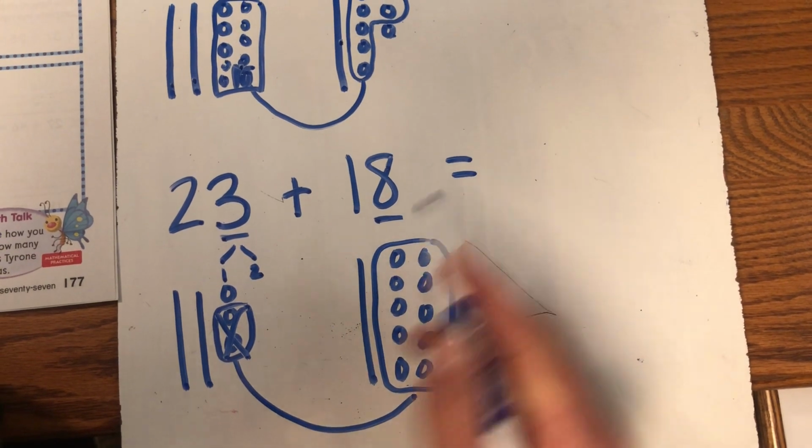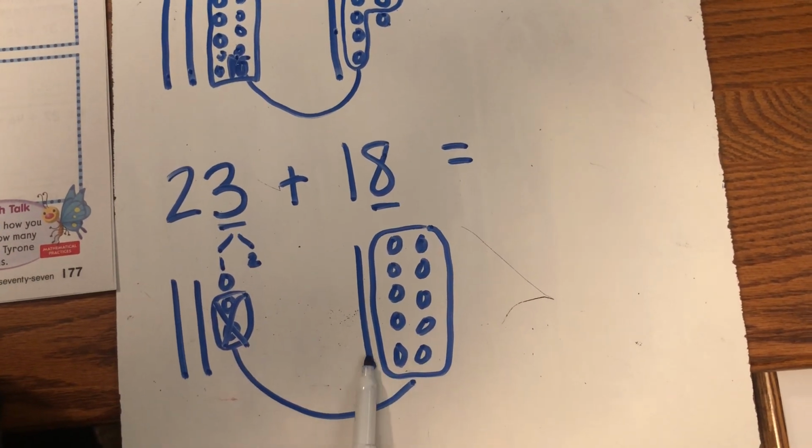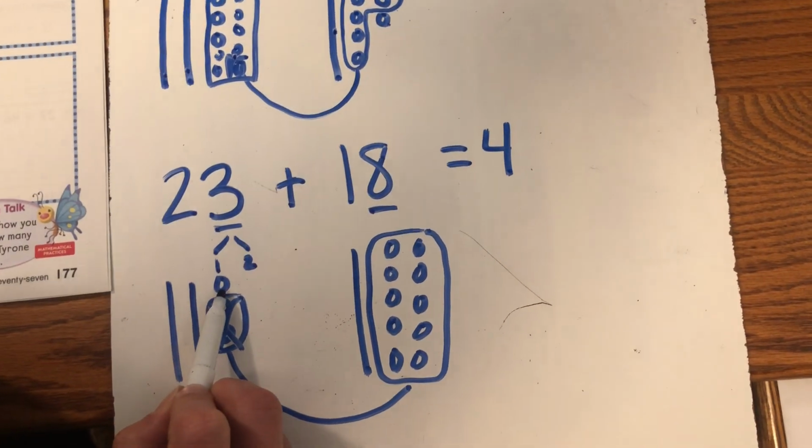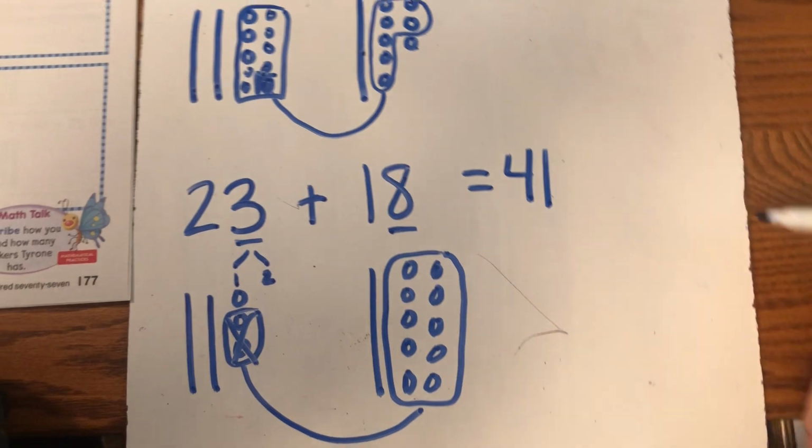There, I just made my rod. So now I have 1, 2, 3, 4. And how many ones left over? 1. Very good.